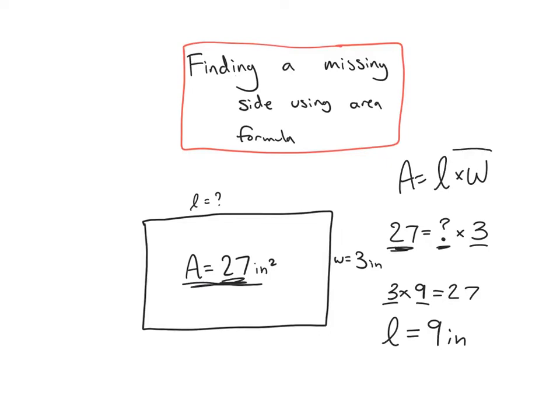So using this formula here, we were able to plug in what we knew, in this case the area and the width, and that helped us determine what the length was by using the formula to figure out what times 3 would equal 27. So that does it for our first lesson here on area and perimeter.